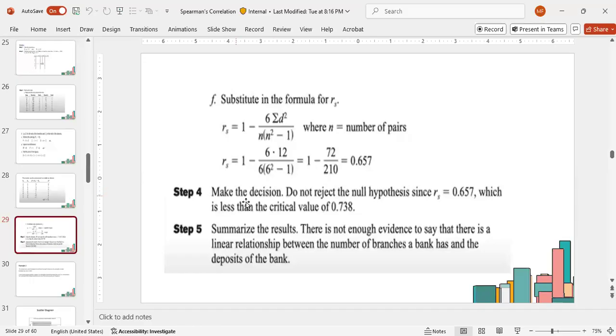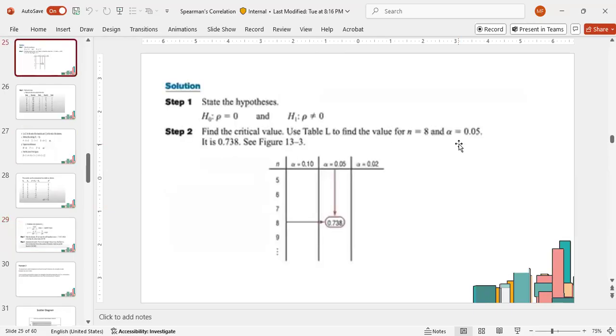Now the next step is to make the decision. The decision in this case would be to not reject the null hypothesis, since the Spearman rank correlation coefficient has come out to be 0.657, which is less than the critical value of 0.738. This is the value that we have calculated. This is the critical value that we found from the table here. In this table, we found the critical value for our number of observations and alpha.